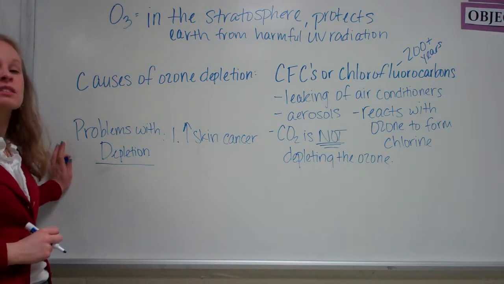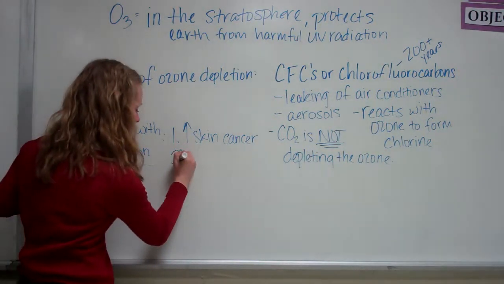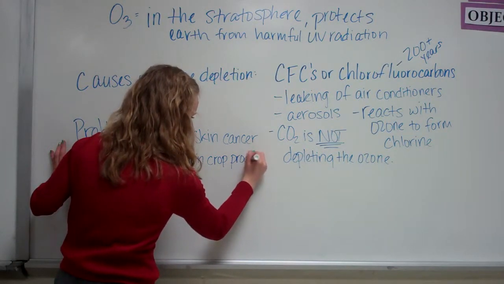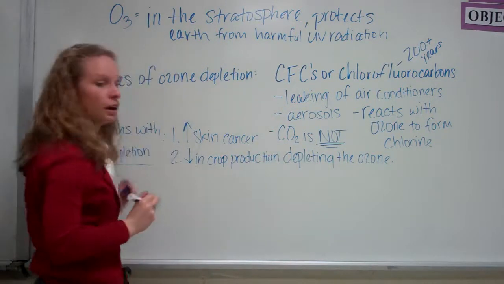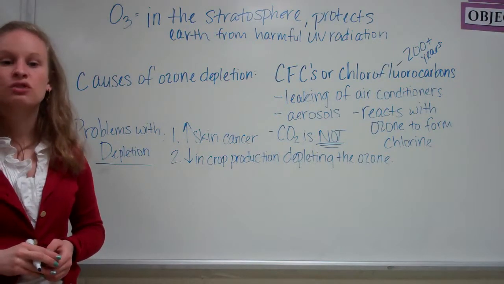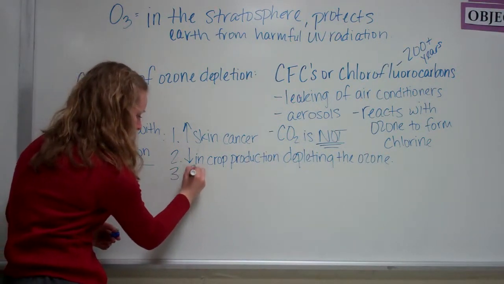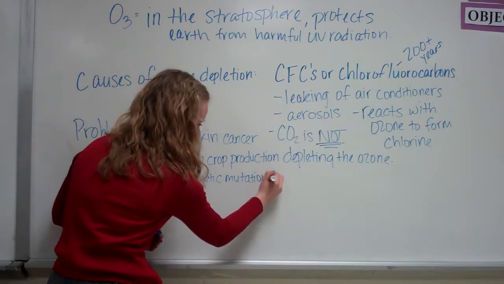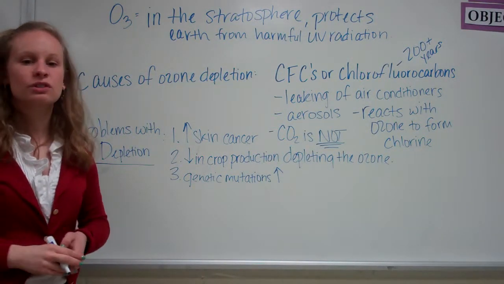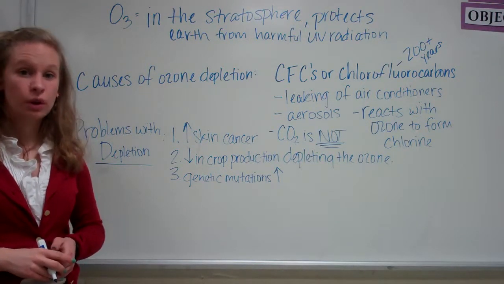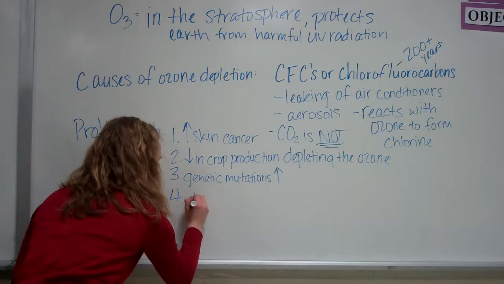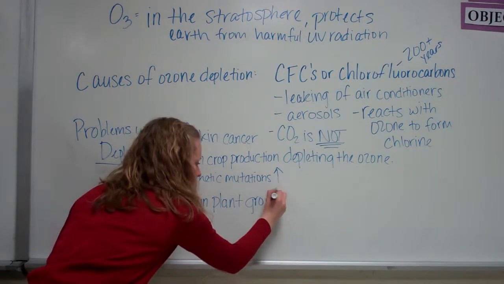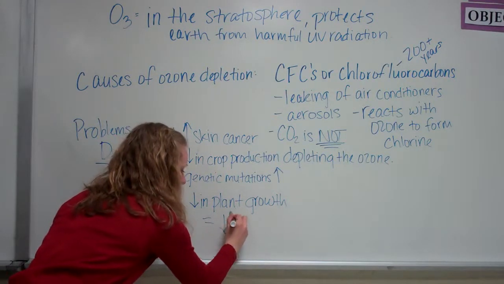The second thing is going to be a decrease in crop production. The third thing that we're going to have is an increase in genetic mutations. And then finally, we're going to have a decrease in plant growth, which is going to decrease our biodiversity.